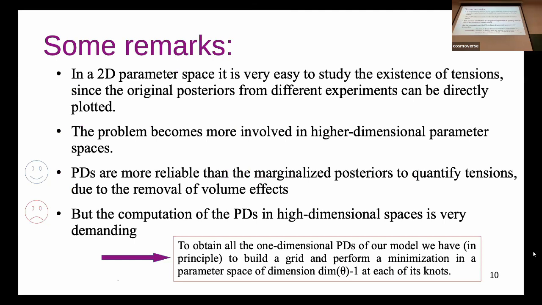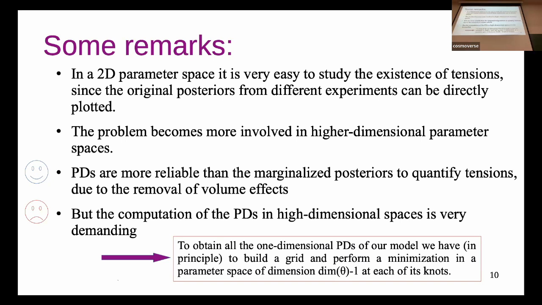Some remarks that I want to make at this point: in a 2-dimensional parameter space, as I mentioned before, it is very easy to study the existence of tensions, but in normal applications in cosmology, we are dealing with much higher dimensional parameter spaces. So working with the profile distributions would be important. The problem becomes more involved in these high-dimensional spaces. We don't need to go to a modified gravity with I don't know how many parameters. Just take ΛCDM and Planck data.